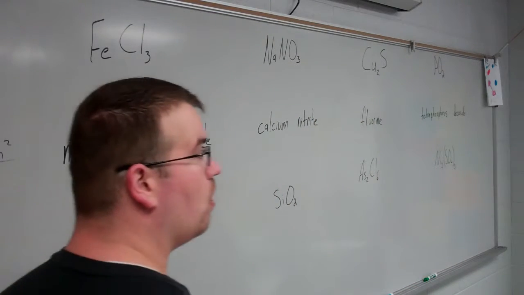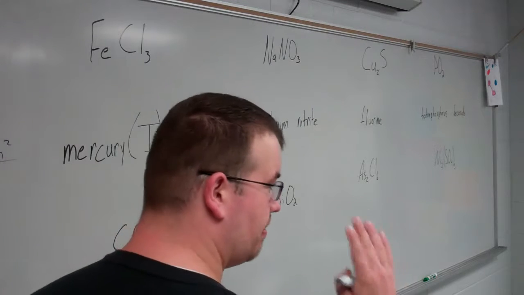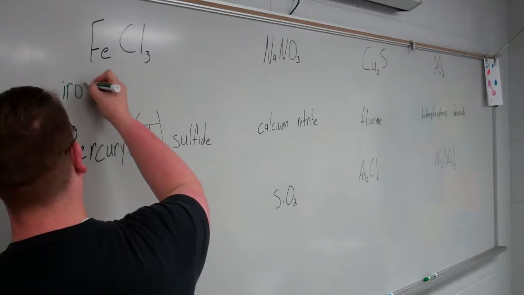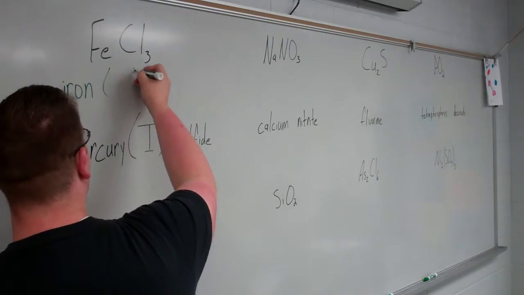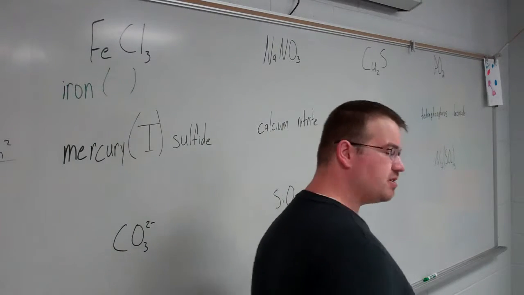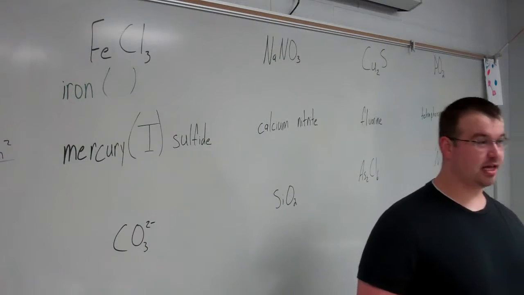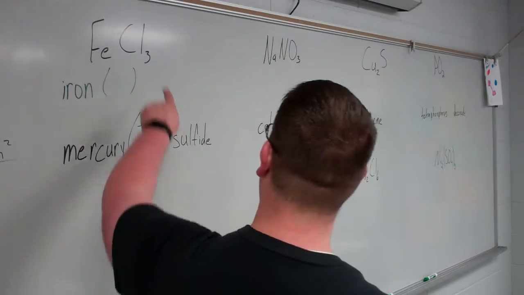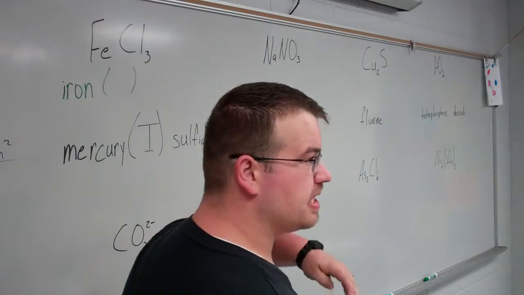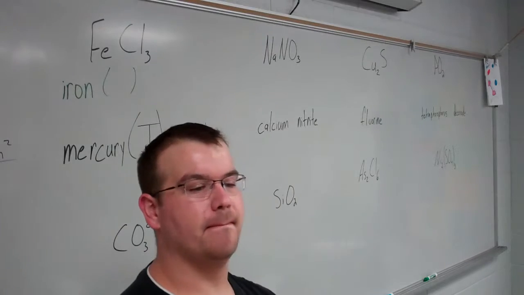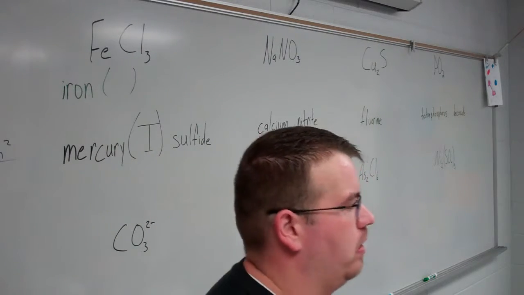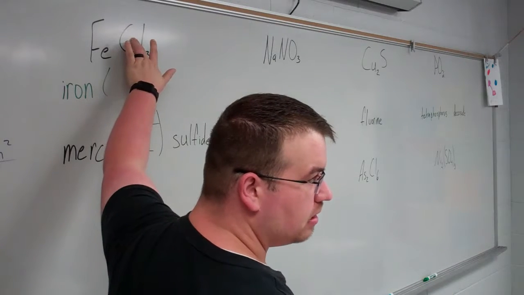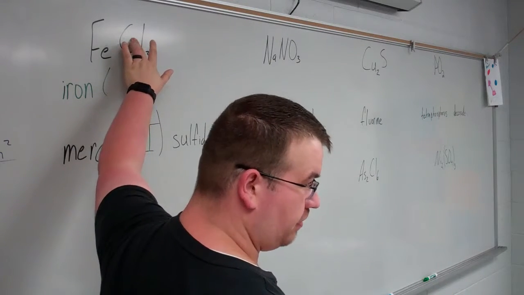First step when we're using the stock system: name the metal. Iron. Then we put the charge in parentheses. What is the charge in this case? 3. How do you know it's 3? The 3 beside chlorine, but here is the guaranteed master way to never be wrong. What's the charge on every chloride? -1.